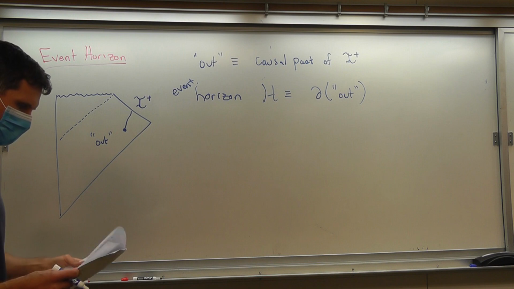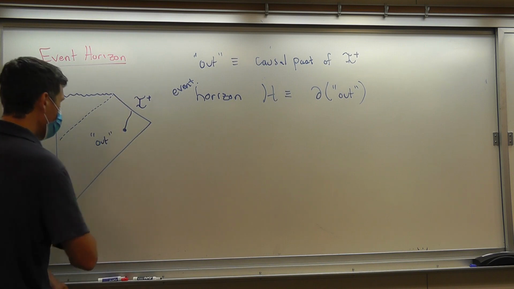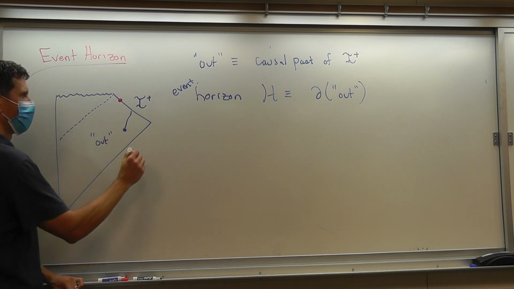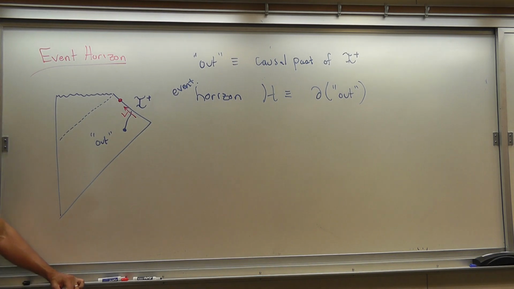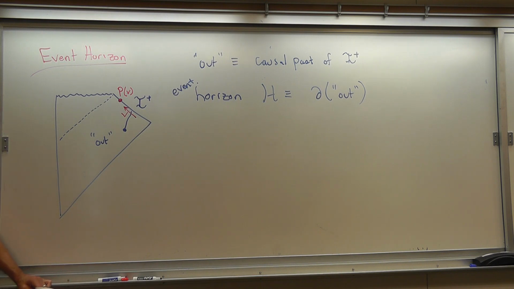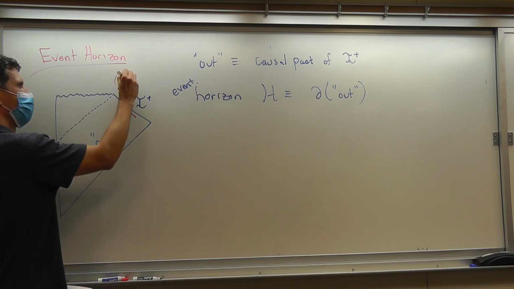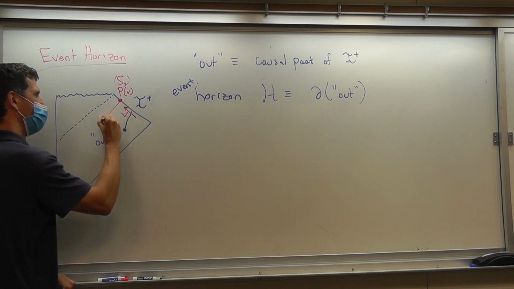So now we're going to prove the area theorem. Let's take a coordinate v, which goes along scri plus, and put a point P of v up here on scri plus. It's not a point, it's a sphere, right? Every point on this Penrose diagram is a sphere. So P of v is in S2. And what we're going to do is shoot null rays back from that sphere into the space-time.